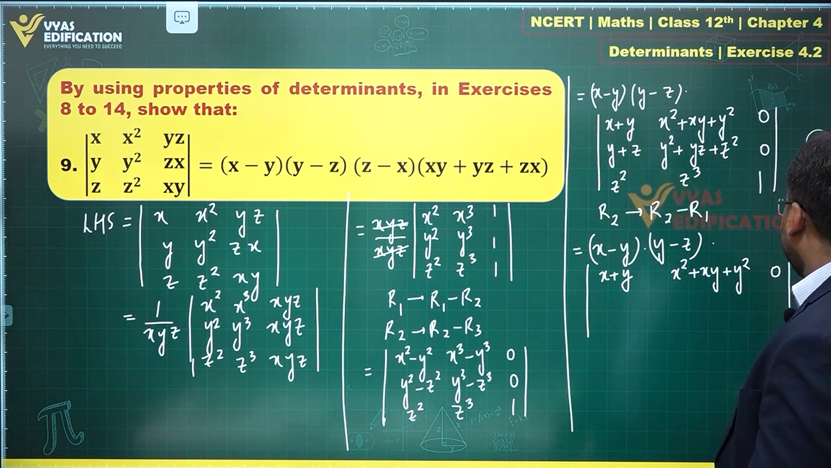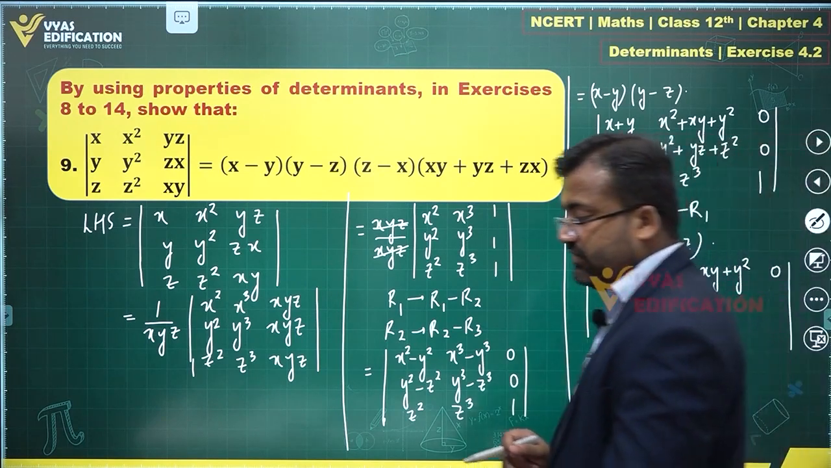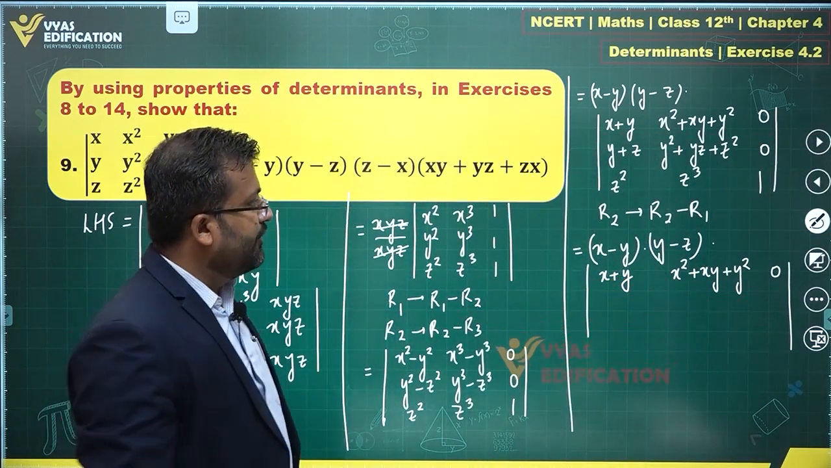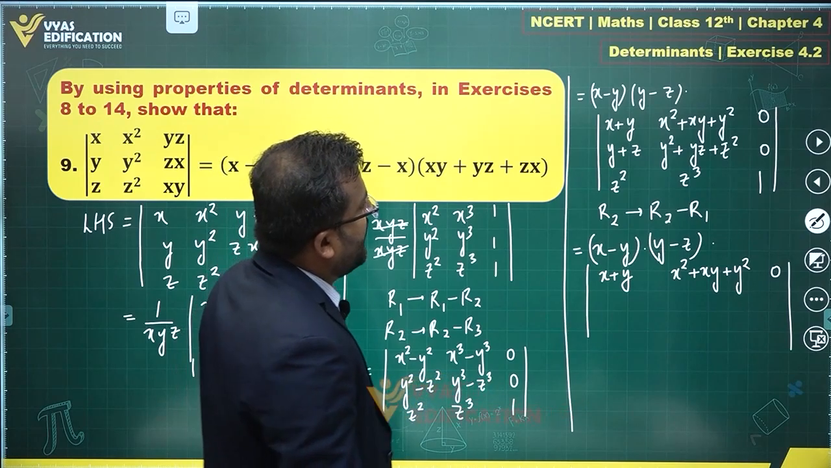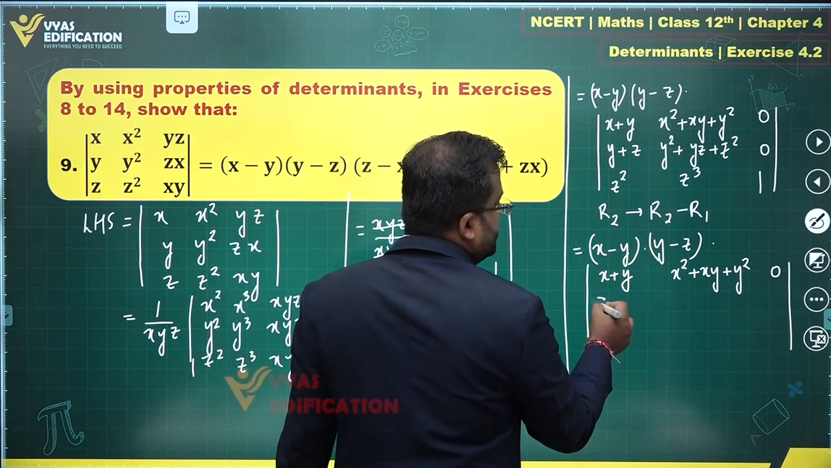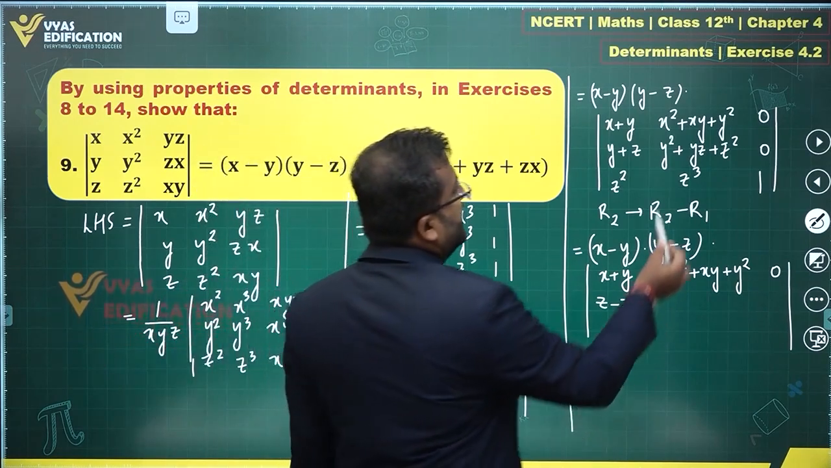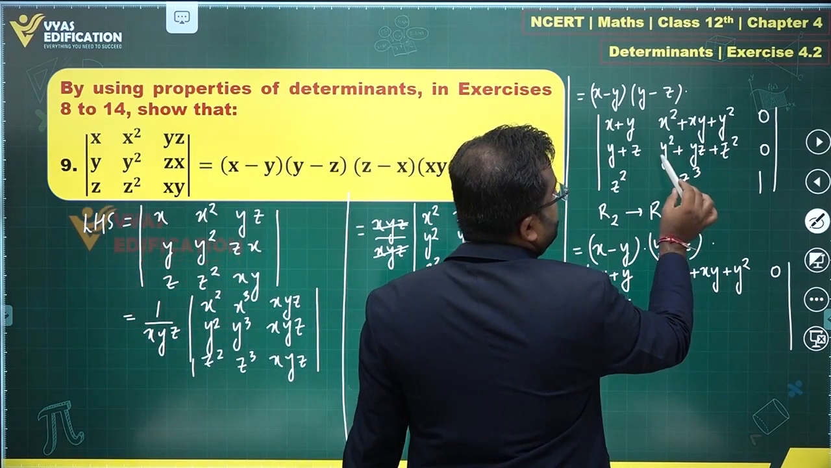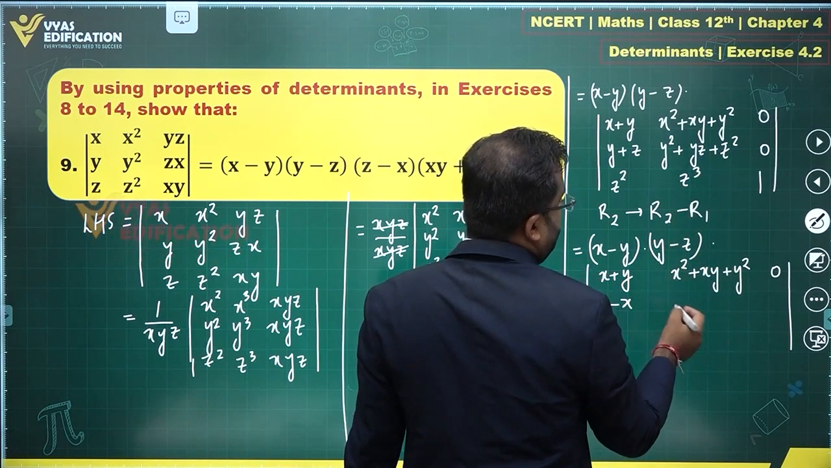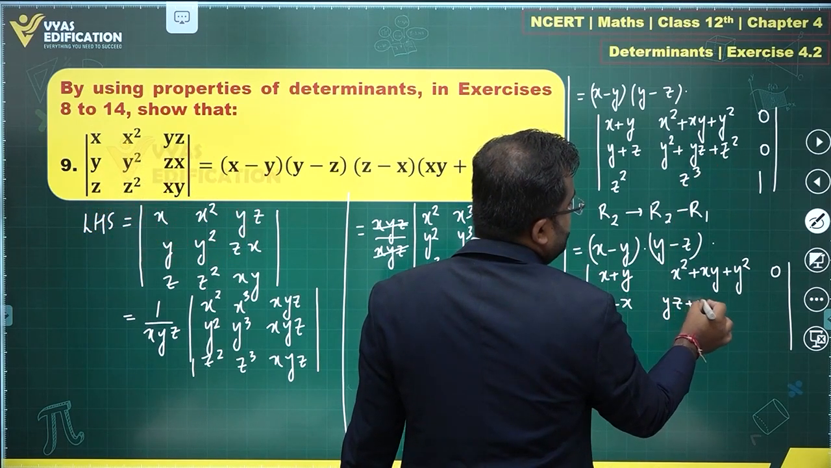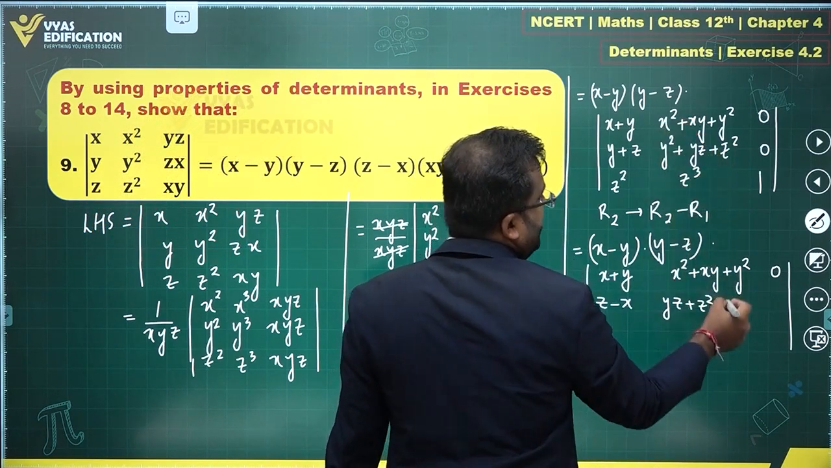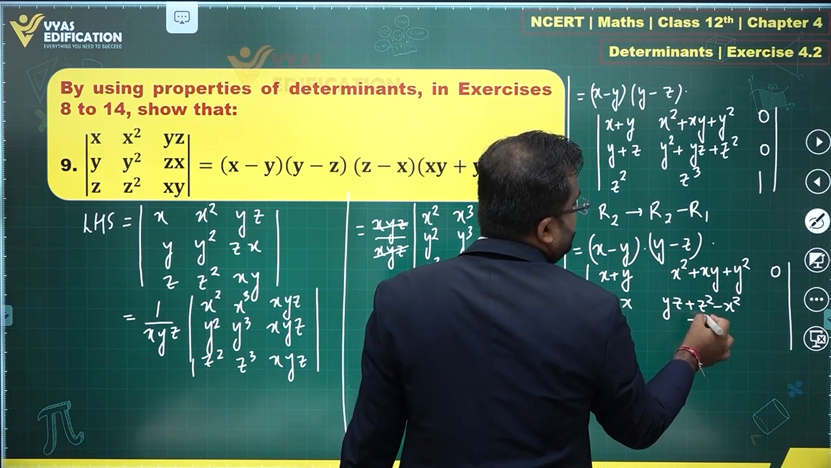This is a 0. The second row is modified now. What is the second row? What happens to the second row? Second row becomes y plus z minus y minus x, which is z minus x. Okay. This y square and this y square will get cancelled. Y square plus yz plus z square. This is it. And what you get is yz plus z square minus x square minus xy.